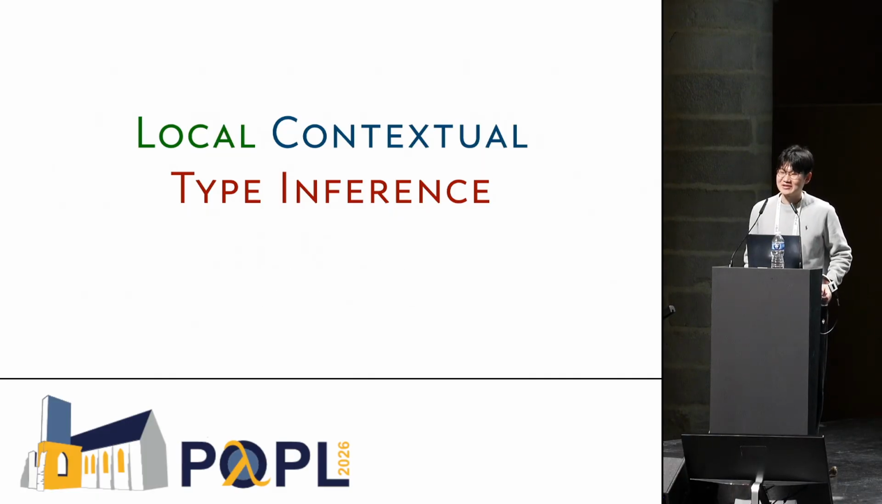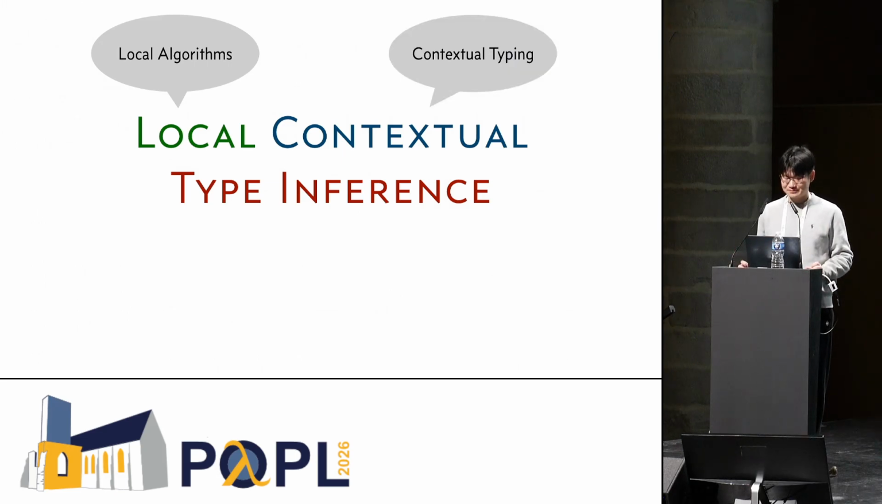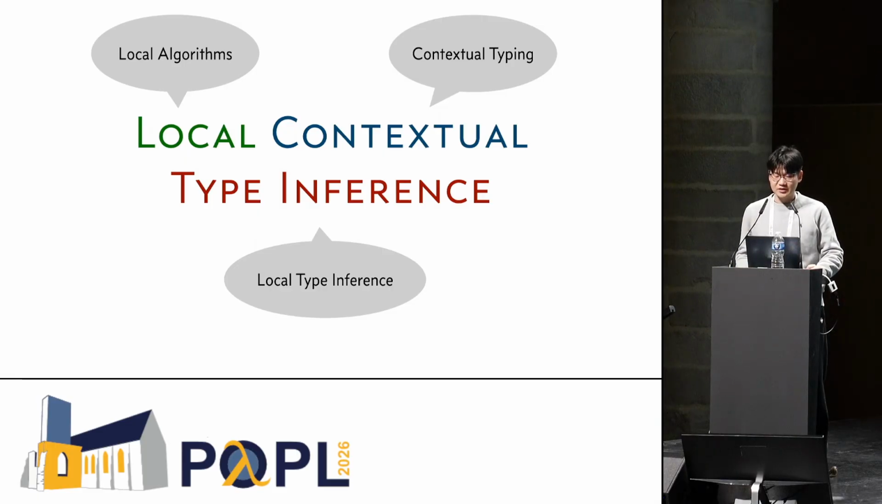Let me begin by demystifying the title, since it's relatively short. Local Contextual Type Inference. Locally simple, because we are presenting a local algorithm. Contextual basically means it's from my previous work called contextual typing, which is a conceptual idea that generalizes over bidirectional typing. And there's also a term hidden inside called local type inference. And it implies two different angles to view our work.